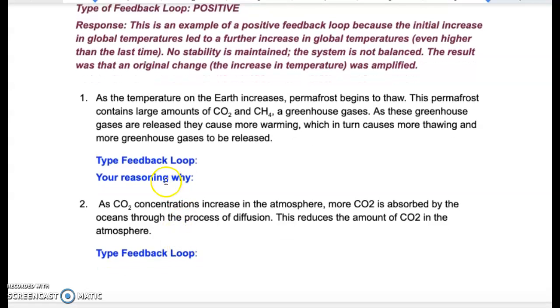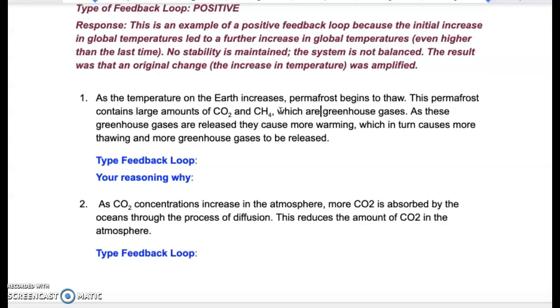So, scenario 1. As the temperature on Earth increases, permafrost begins to thaw. This permafrost contains large amounts of CO2 and CH4, which are greenhouse gases. Let me fix that for you. As these greenhouse gases are released, they cause more warming, which in turn causes more thawing and more greenhouse gases to be released. So identify what type of feedback loop it is, positive or negative, and explain your reasoning why.